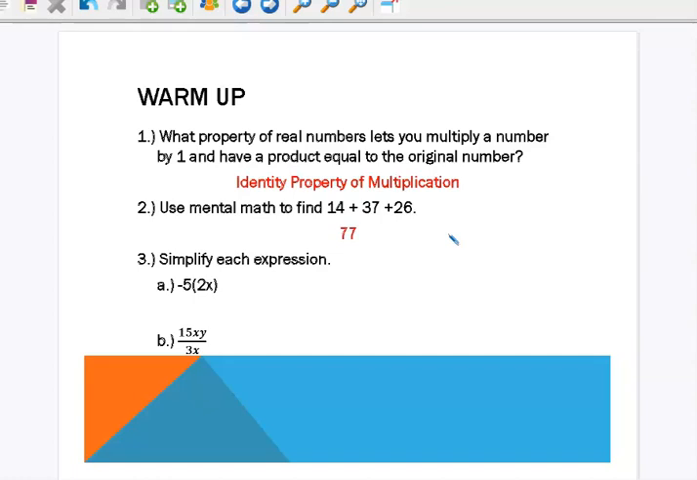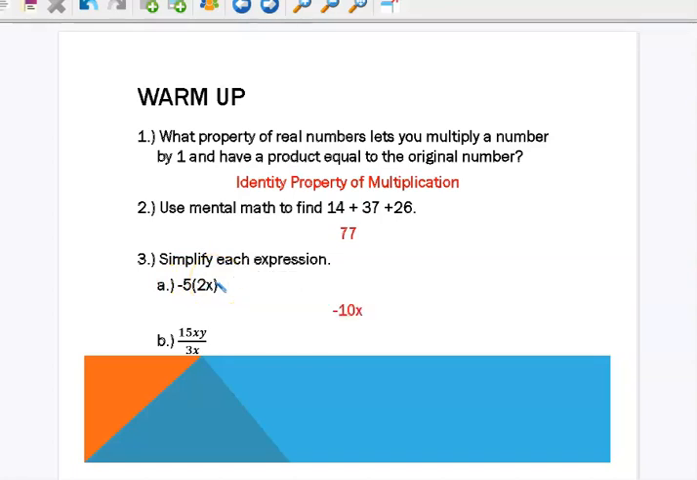Number 3 is 2 parts. Here we're simplifying an expression. Okay, and I want to remind you, expressions have no equal sign. Okay, so they don't end up with an answer, but it's smaller. It's fewer numbers or fewer variables. So when I look at this first one, I have -5. The parentheses indicate multiplication. So I'm multiplying it times 2x. So what I'll do is I'll multiply the -5 times the +2, and we'll end up with a -10x in that one.